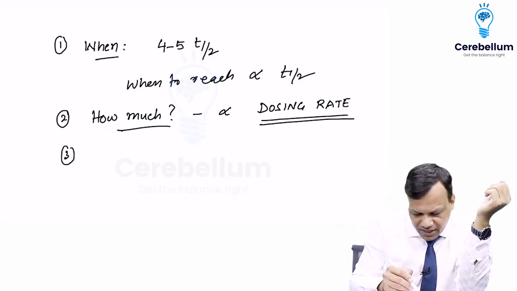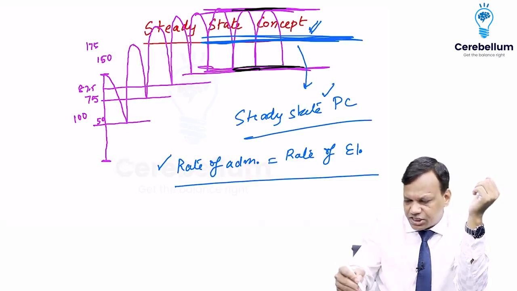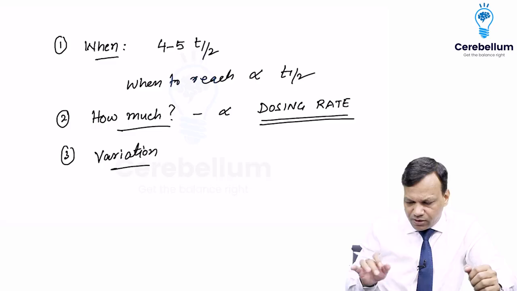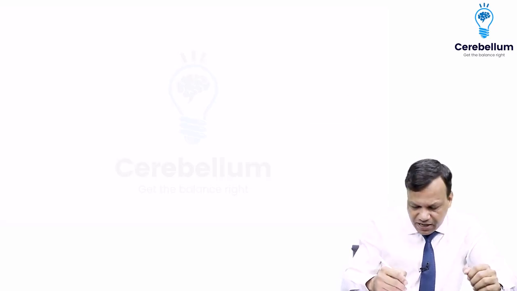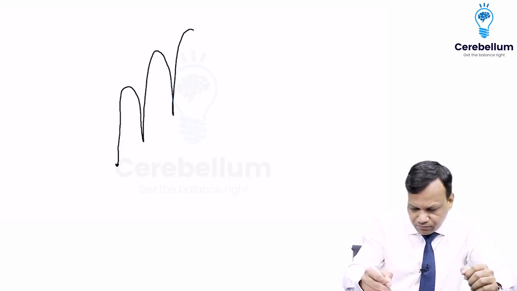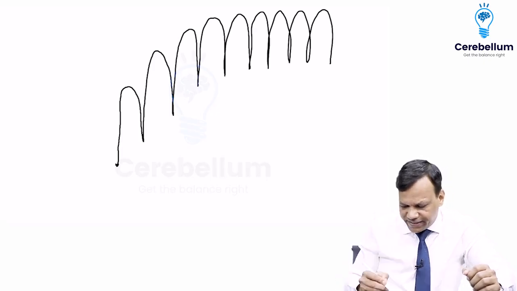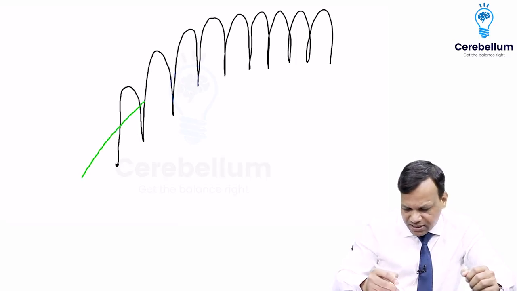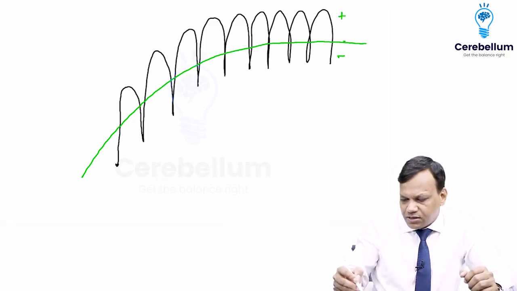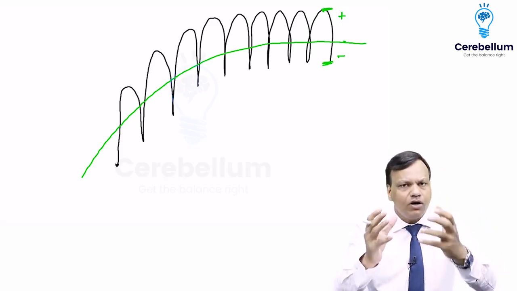And third, when it reaches a steady state, the variation between peak and trough. So this variation between peak and trough, this will depend upon which factor? We can try to understand the concept. Like if we are giving after every half-life, the plasma concentration is varying like this. So in 5 half-lives, it has become almost stable. If we take the average concentration, this is the steady state plasma concentration, the average of this. So this is average, this is plus, this is minus. This plus and minus, peak and trough, this difference will depend upon how frequently we are giving.